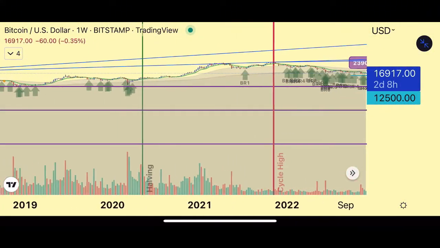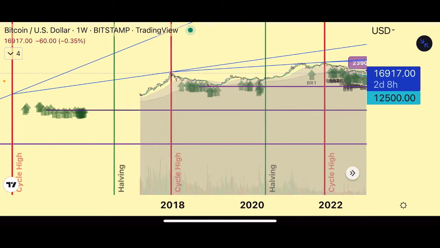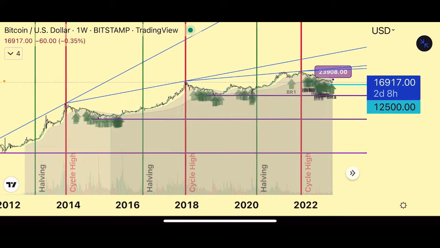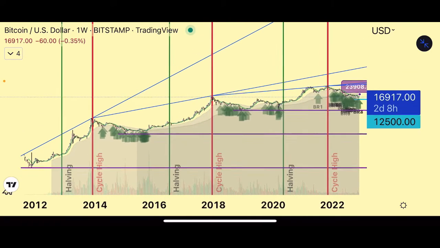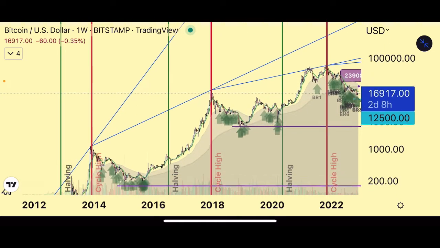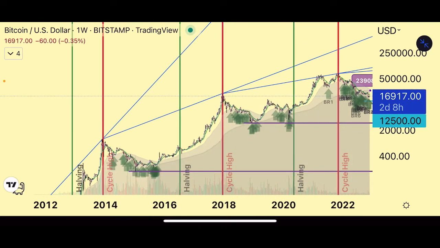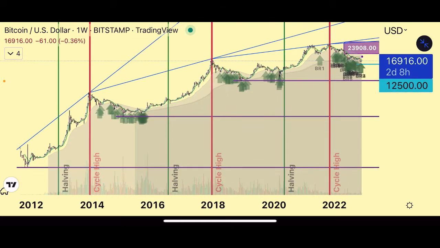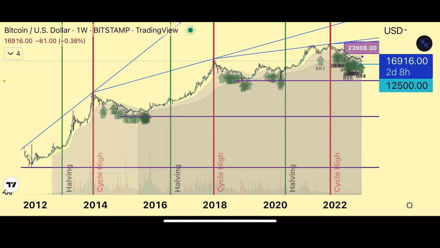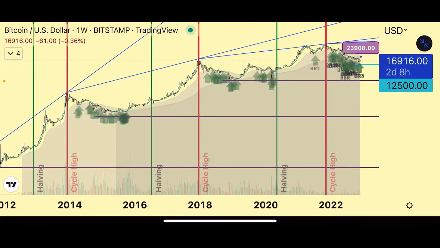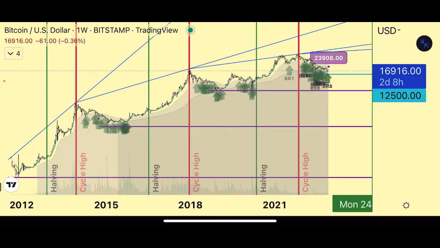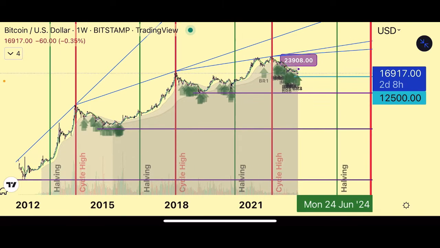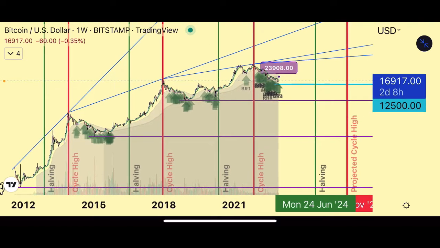Alrighty, let's get the chart set up here. So this is the Bitcoin chart that I've marked up, and let me get it situated here for you so we can see what's going on. We want to have the whole chart on here, and even a little bit into the future. There we go. All right, that should suffice.